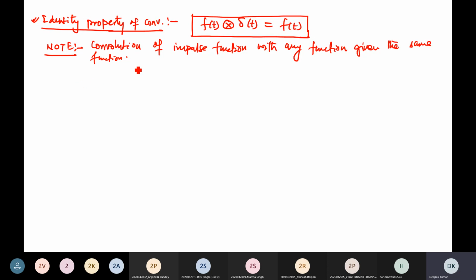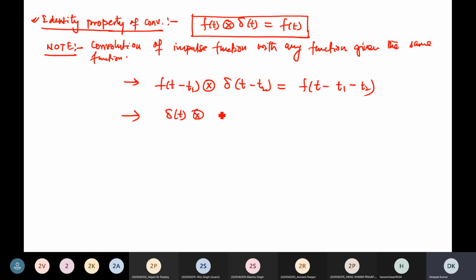Extending this property, if there is a time shift in f of t as well as delta t, then what will be the effect? See, if f of t minus t1 convolution is taken with delta t minus t2, it will result in f of t minus t1 minus t2 in this way. Now there is another question. Suppose delta t is convolved with delta t itself. What will be the result? Please think. Tell me the answer. It will be delta t itself.